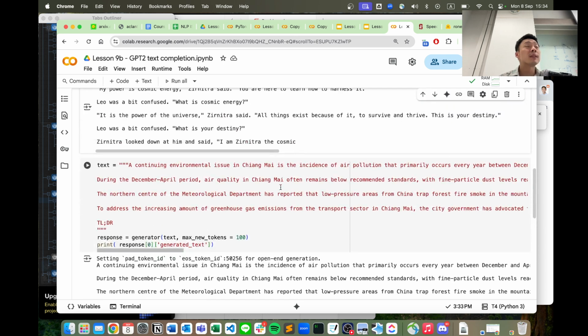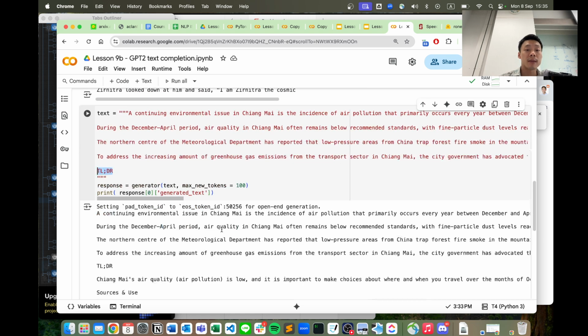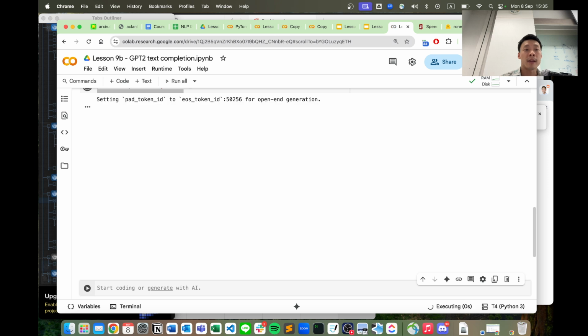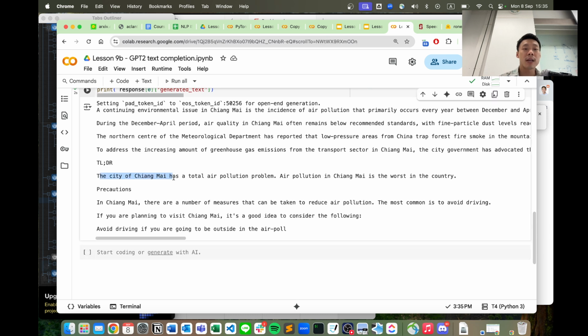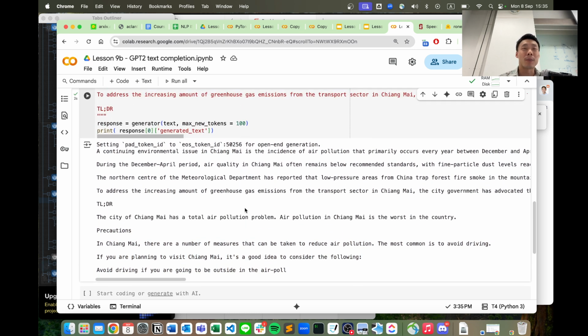And this is a zero shot thing that they talk about here. So suppose I give it a really long string from some random news that I got that day. And if you put this special symbol here, TLDR, too long, don't read, this will turn into a summarizer with this very simple prompt. The city of Chiang Mai has a total air pollution problem. Air pollution in Chiang Mai is the worst in the country. That's the summary. And it also generates precautions for you, which is not what we asked for.